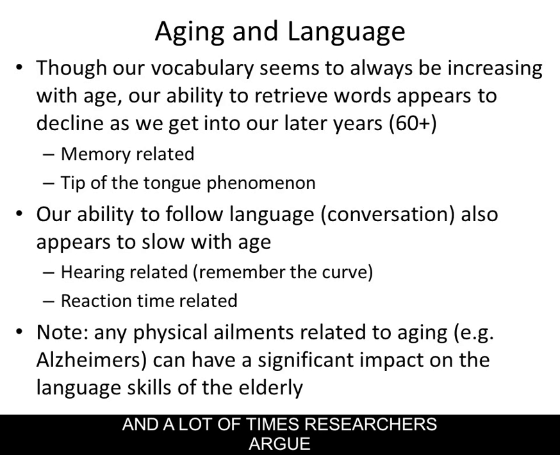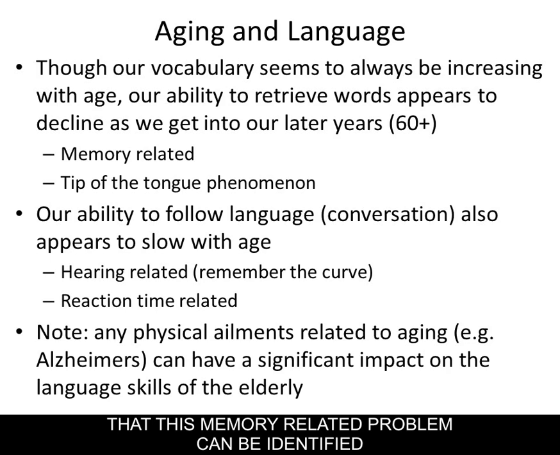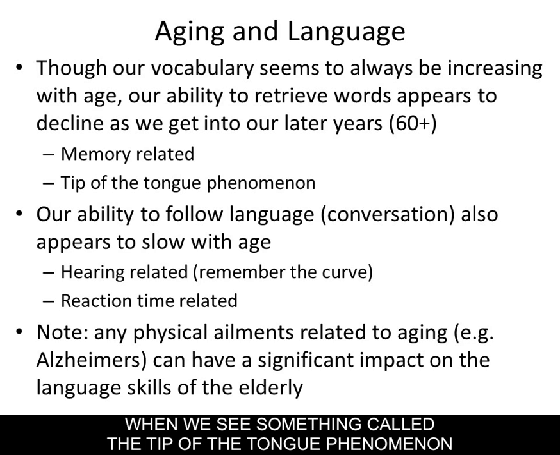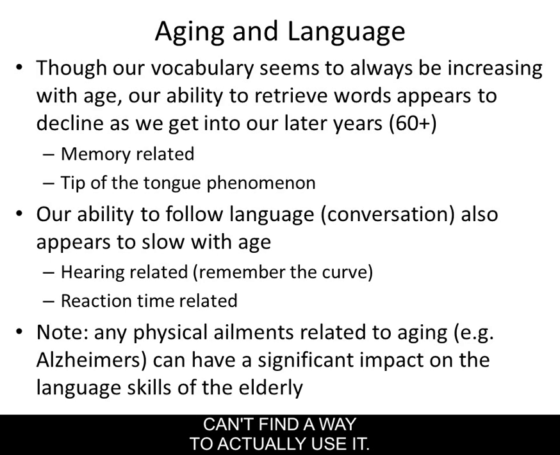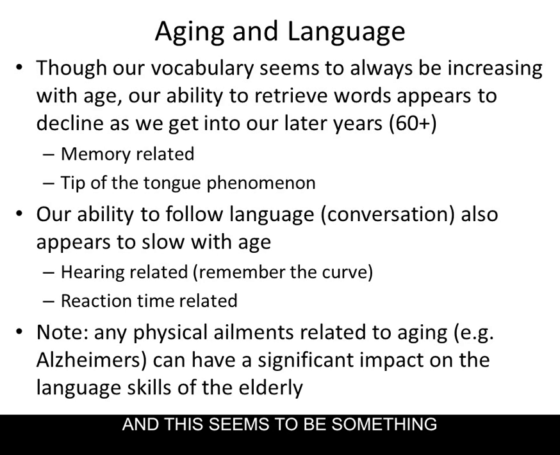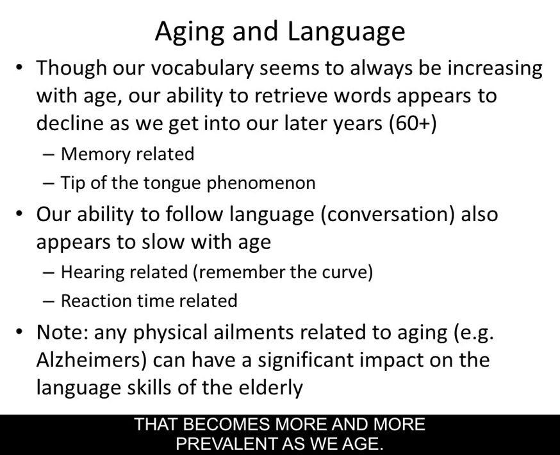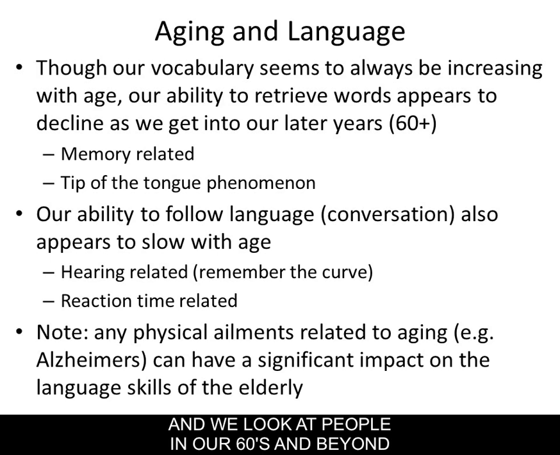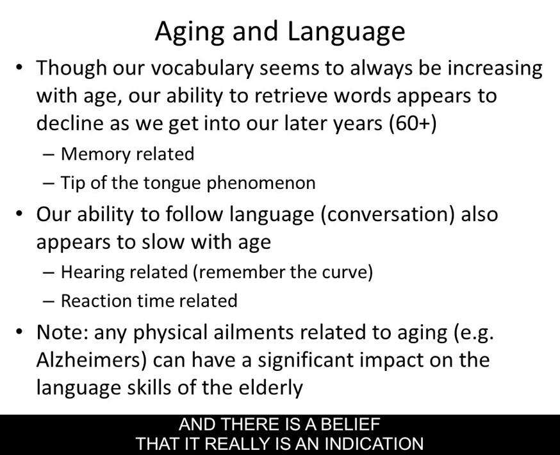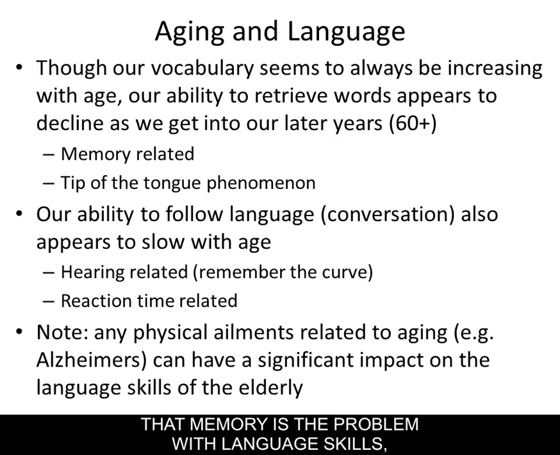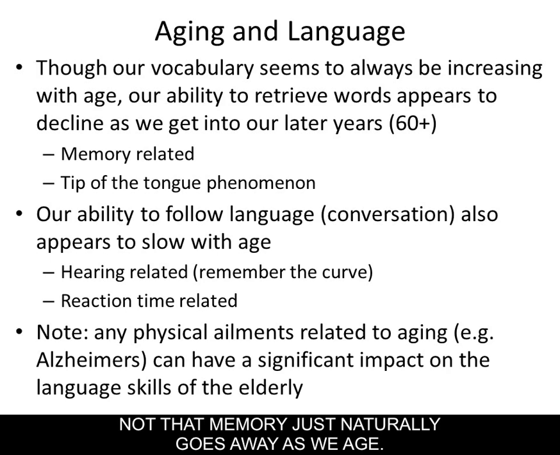A lot of times, researchers argue that this memory-related problem can be identified when we see something called the tip of the tongue phenomenon, when people have a word that they're trying to use, but can't come up with it, can't find a way to actually use it. This seems to be something that becomes more and more prevalent as we age. When we look at people in our 60s and beyond, what we often see is that this tip of the tongue phenomenon occurs more and more often as they age. There's the belief that it really is an indication that memory is the problem with language skills, not that memory just naturally goes away as we age.